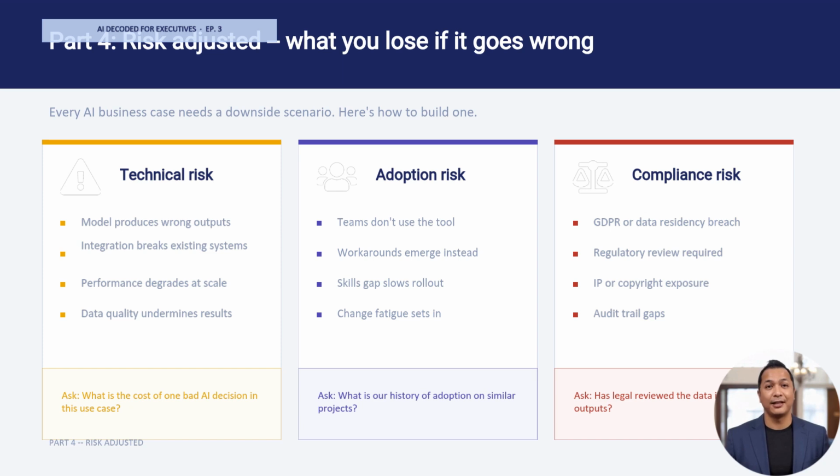Every AI business case must consider downside scenarios. Technical risks include wrong outputs and system integration issues. Adoption risks involve tool usage and skills gaps. Compliance risks cover general data protection regulation breaches and audit gaps. Key questions: What is the cost of a bad AI decision? What is our adoption history? Has legal reviewed data inputs and outputs?